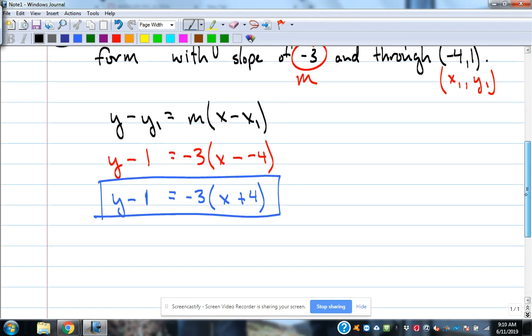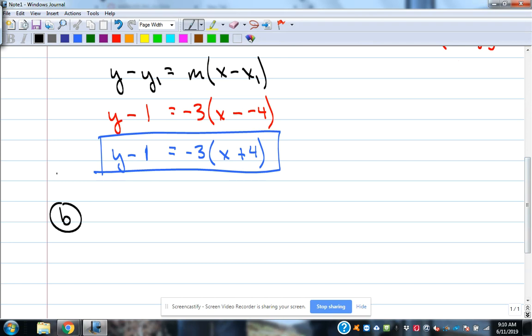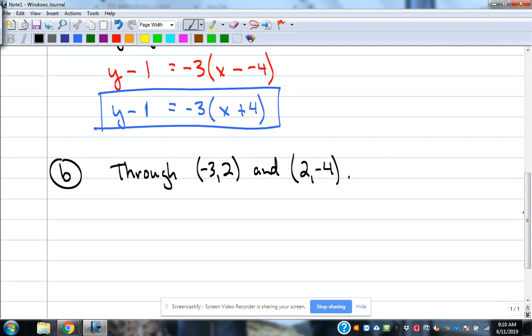Where it gets a little bit more difficult, but not much, is when you want to do the same thing, but they tell you it goes through -3, 2, and 2, -4. So it gives you 2 ordered pairs instead of telling you the slope. So we're trying to write it in point-slope form, so we know we need a slope and we need an ordered pair. Well, we've got plenty of ordered pairs. We've got to take those 2 ordered pairs and find the slope out of that. Remember, slope is y2 minus y1 over x2 minus x1. So we're just plugging in the ordered pairs there to get the slope.